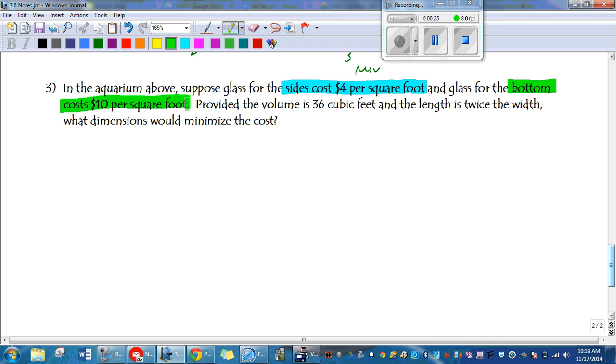Provided the volume is 36 cubic feet, so that's still the same. Length is still twice the width. What dimensions would minimize the cost? So we're trying to minimize something else here, the cost.